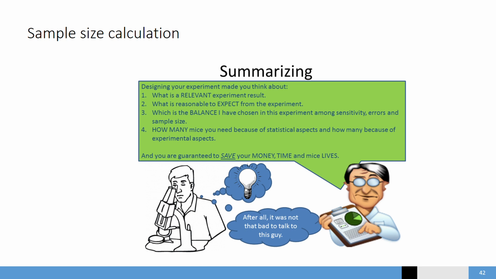And you also know how many mice you need for the statistical test, and how many animals you have to add because of dropouts, or because experimental aspects may put a limit on the number of animals that you can use. So you know all this balance and trade-off, and you know much more about your experiment before doing it. What you are guaranteed is to save money, save time, and save mice lives, which are of primary importance. So after all, following this methodology is not so bad.